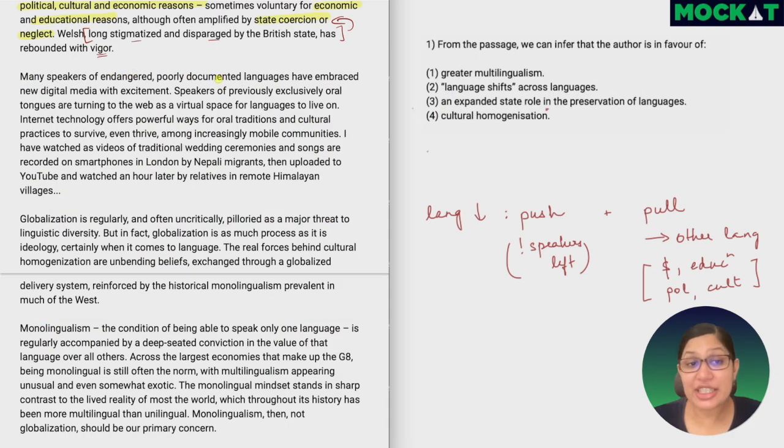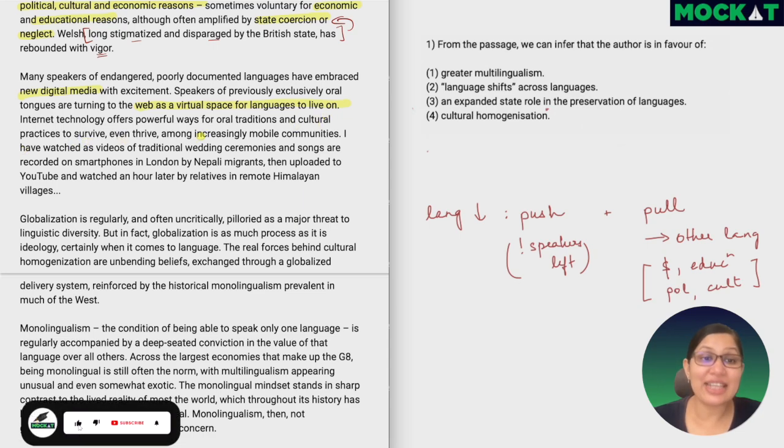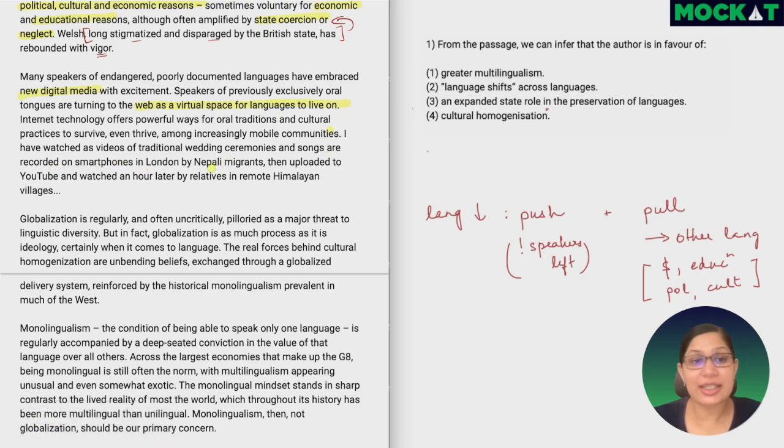Many speakers of endangered, poorly documented languages have embraced new digital media with excitement. Speakers of previously exclusively oral tongues are turning to the web as a virtual space for the language to live on. Internet technology offers powerful ways for oral traditions and cultural practices to survive, even thrive, among increasingly mobile communities. I watched videos of traditional wedding ceremonies and songs recorded on smartphones in London by Nepali migrants, then uploaded on YouTube and watched an hour later by relatives in remote Himalayan villages.